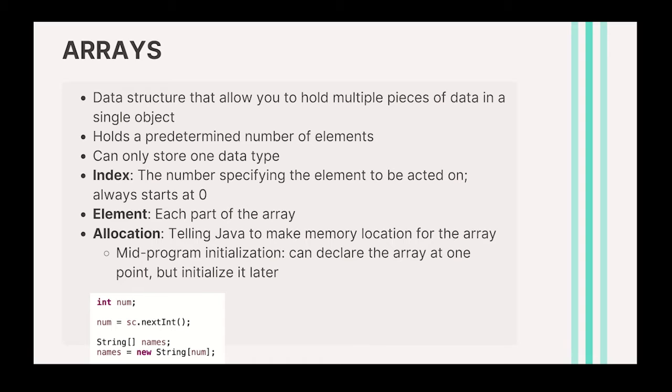Arrays have something called mid-program allocation, which means that you don't have to make your array in the same line. So if you would want to make your array in the same line, you would have the type and then the square brackets, the name of your array, equal to new, and then the type, and then how big you want your array to be. But you can actually do that in 2 separate lines as well.